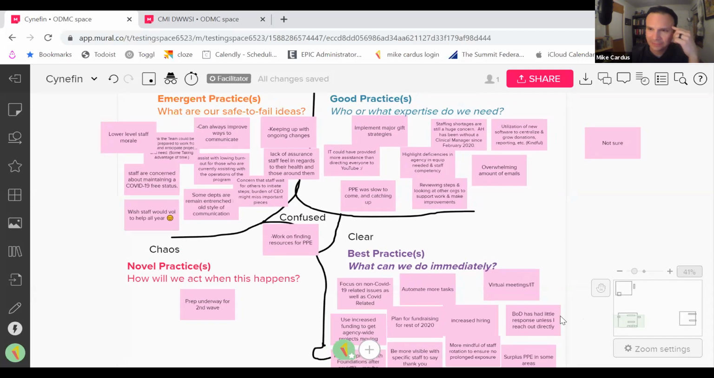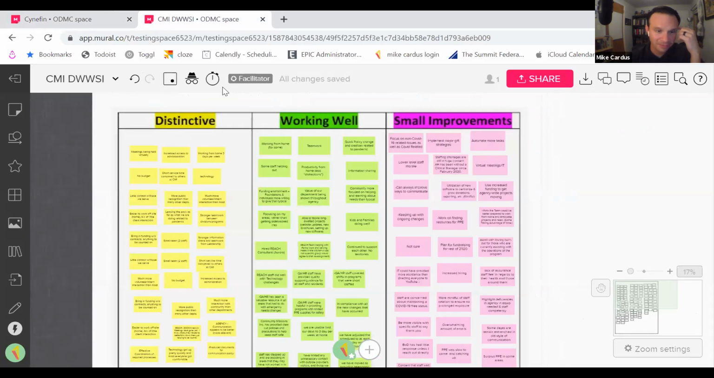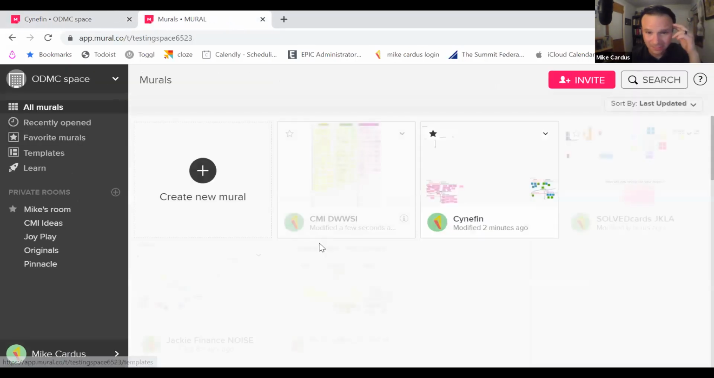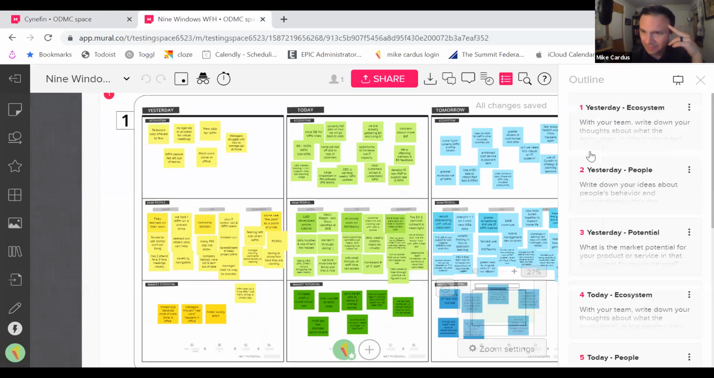I feel like I threw a whole lot at you there, but I'm going to show you just one more example, and then we'll have a little discussion. Let me just go back to my dashboard. Here's another example we used with Cynefin. This one, again, used a different tool. I'm sorry to throw a tool at you, but I want to show you the end piece.